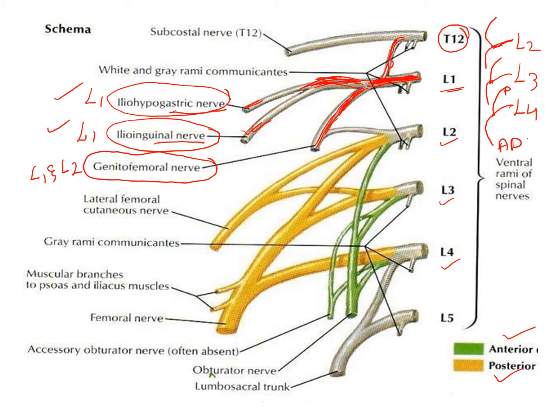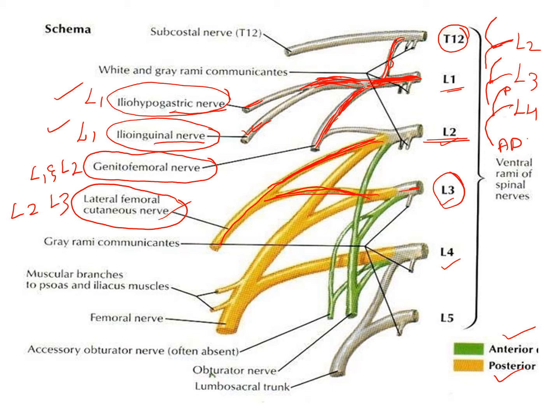So what we can see here is the posterior branch of L2 joins with the posterior branch of L3 to form a nerve which is called the lateral femoral cutaneous nerve. Very important MCQ question. So, the root value of lateral femoral cutaneous nerve will be the posterior division of ventral ramus of L2 and posterior division of ventral ramus of L3. So, this will be L2 and L3.